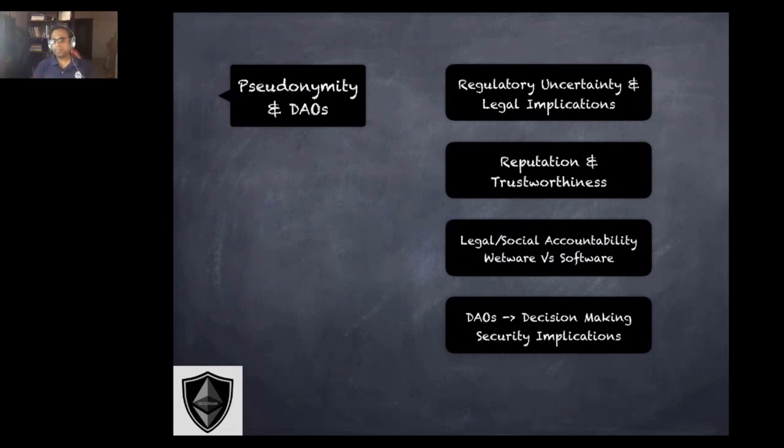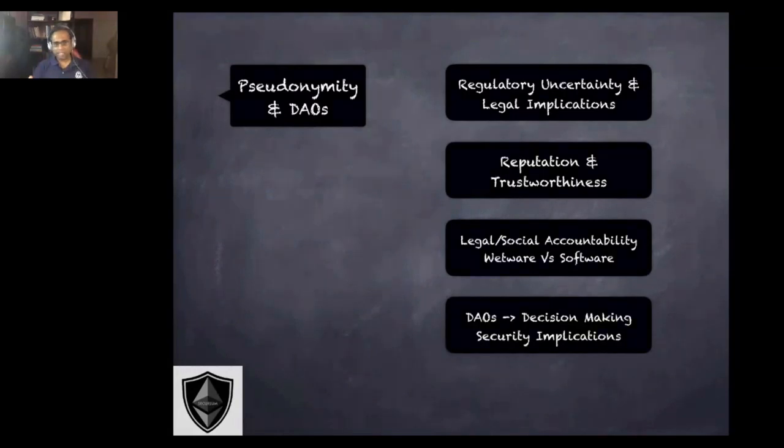And then there's the concept of DAOs. DAOs are decentralized autonomous organizations. These are really communities of token holders of a particular project that make decisions, governance decisions, using voting. So these two play a huge role in security.